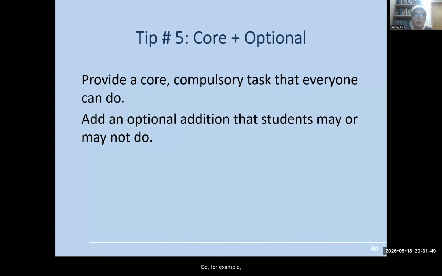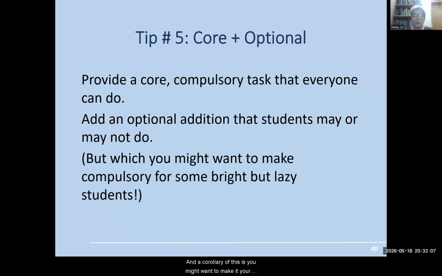Okay, so for example, you have to write at least 3 differences between the 2 pictures. If you want to do more, you can, but you have to write 3. And a corollary of this is you might want to make your optional thing compulsory for some bright but lazy students. That's up to you, and you know your students, so you know which you might want to make it compulsory for.